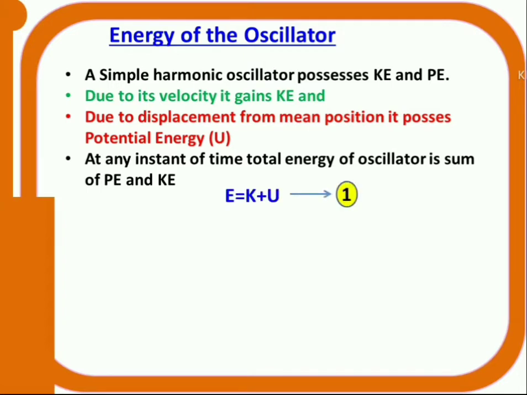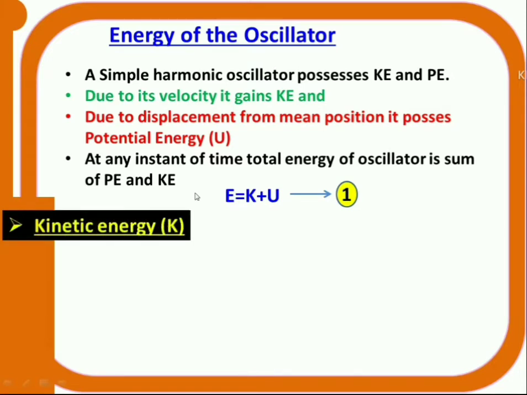Here K is kinetic energy, U is potential energy. This is equation number 1. Now what do I have to do? I have to find out kinetic energy and potential energy, and substitute here. I will get the total energy. Okay. Number 1. First let us find out kinetic energy.